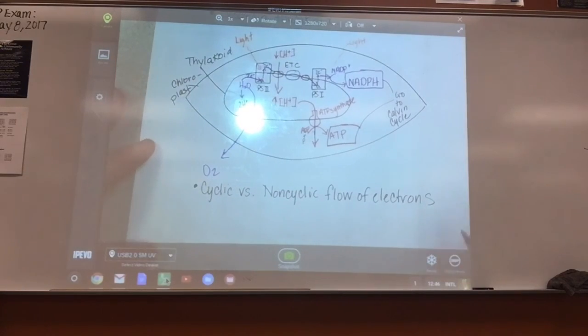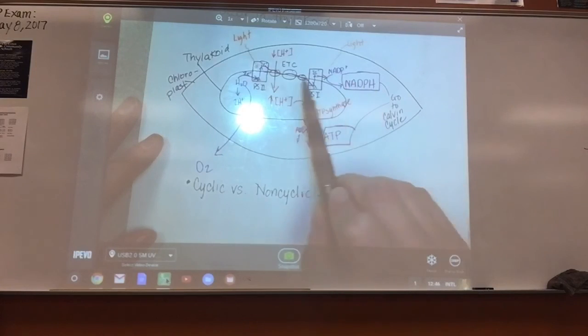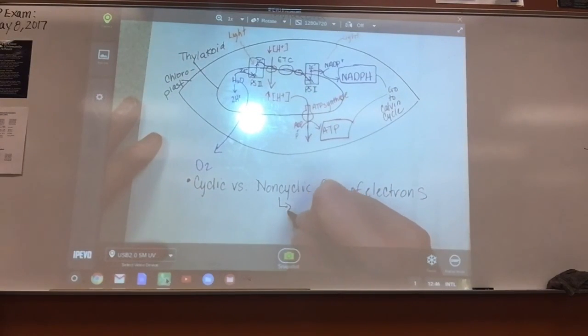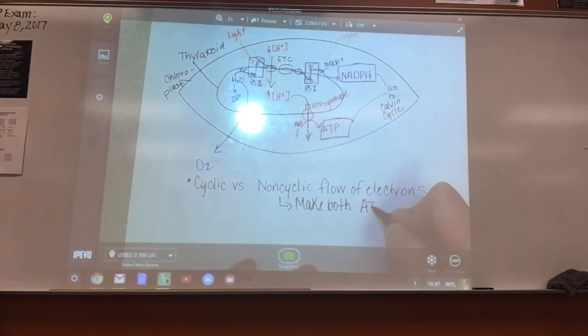Back to this picture, I said these guys go to the Calvin cycle. This is where it takes place. What is this area? Stroma. So it occurs in the stroma. So let's do another big picture here.